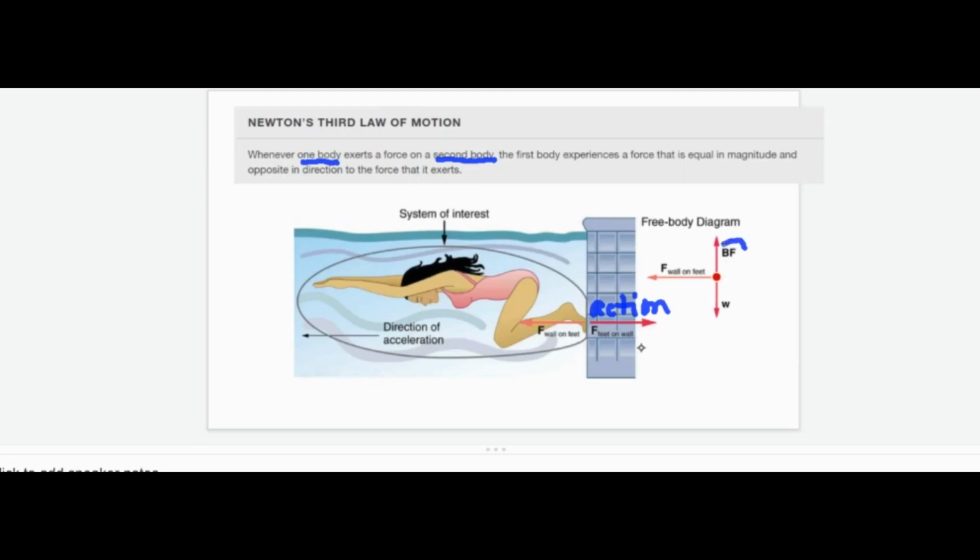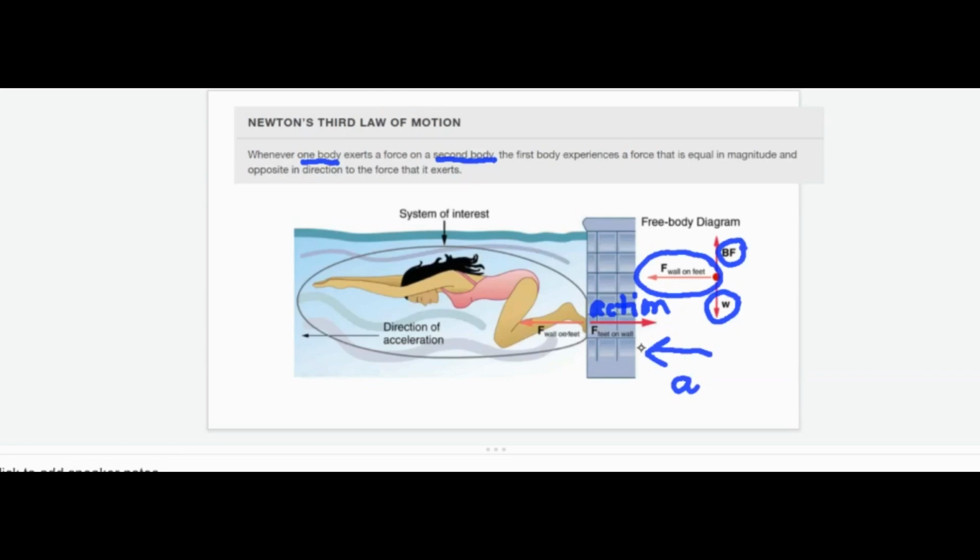We have BF, which is the buoyant force, because the swimmer is on the water. And of course, that buoyant force is balanced by the weight, because the swimmer is not moving up or down. The swimmer is not sinking and is not going up. But there is an unbalanced force, which is the force exerted by the wall on the feet that propels the swimmer to accelerate. So that unbalanced force is in the same direction as the acceleration, which we just talked about in Newton's second law.